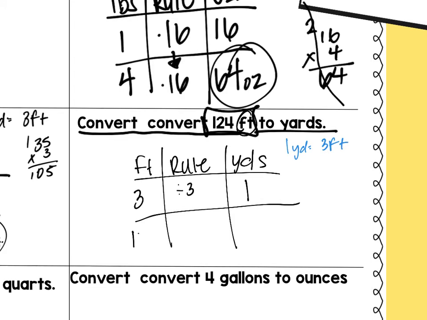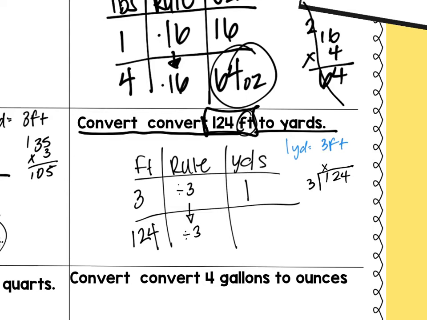And I want to take 124 and figure out how many yards are in 124 feet. If I divided it to the top, I need to divide it to the bottom. On the bottom, so 124 divided by 3. I'm going to solve that over here.